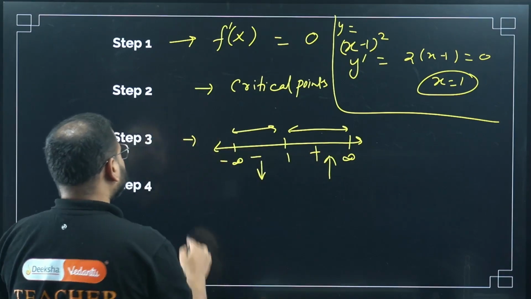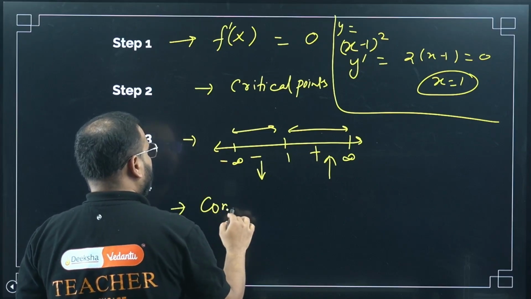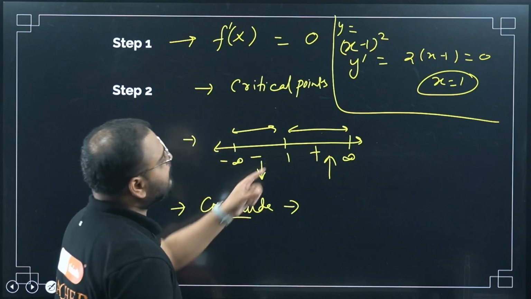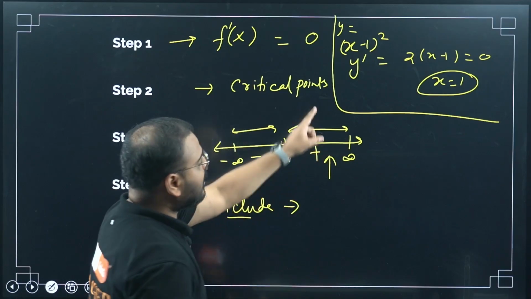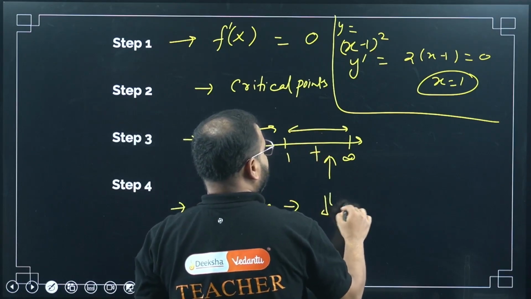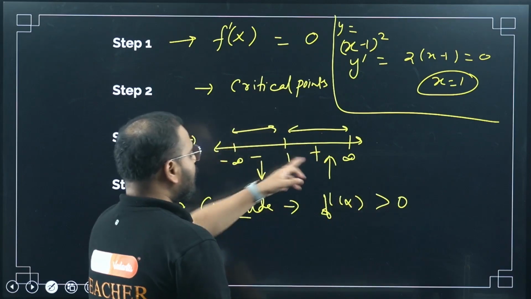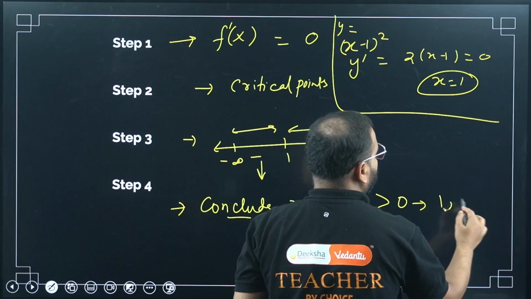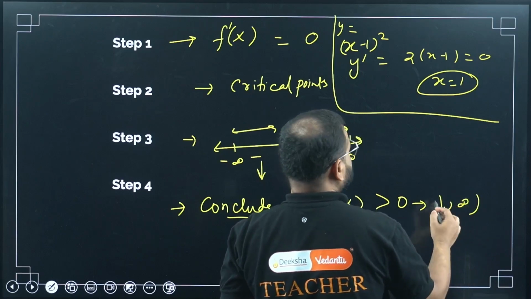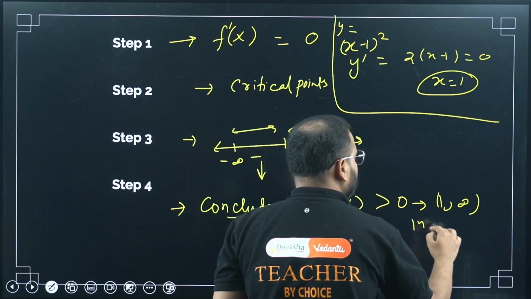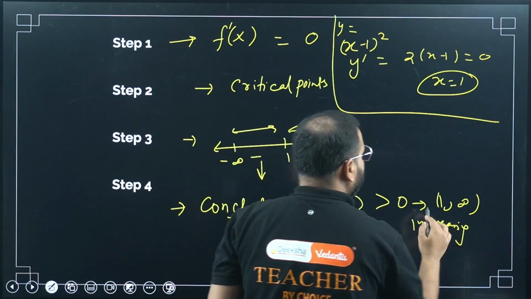And then at last what are you going to do? Conclude your answer. What is my first step? Look at this. The function f dash of x is coming to be greater than 0 from 1 to infinity. So what can I call this? Increasing function. Increasing in this area. What about decreasing?